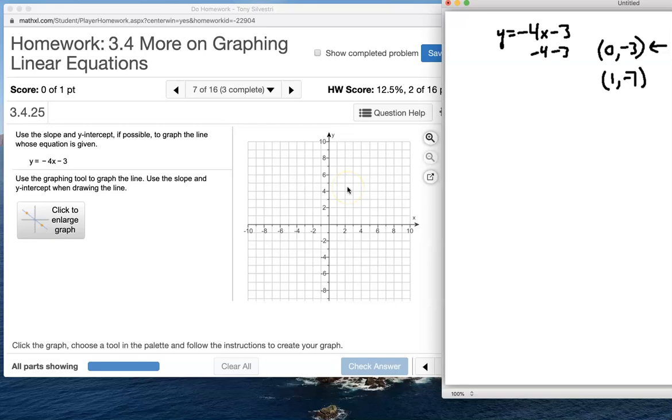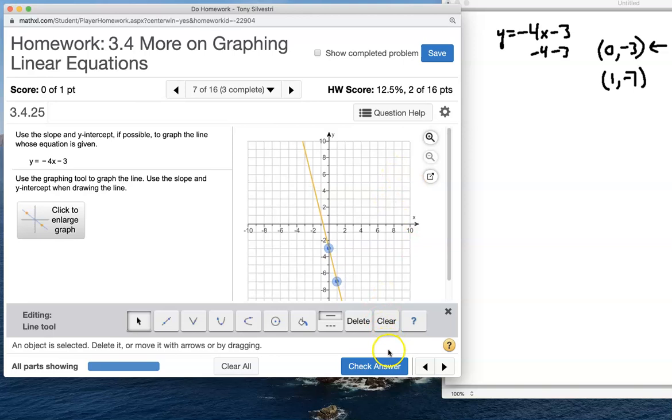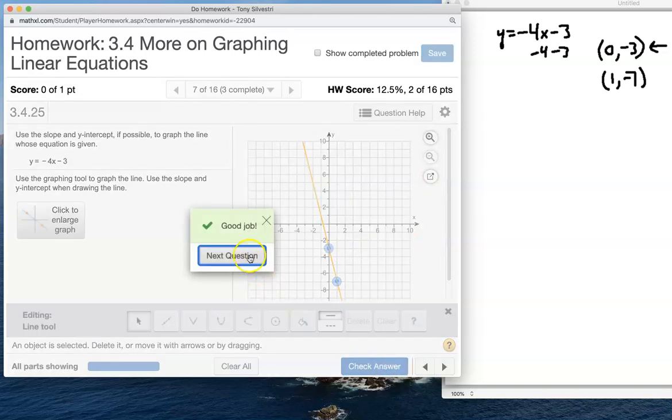Okay, let's plot those points. Same thing as section 3.3. Click. Line. 0, -3 is right there. Click it. Then we got to do 1, -7. There you go. That's it. Check your answer. Great job.